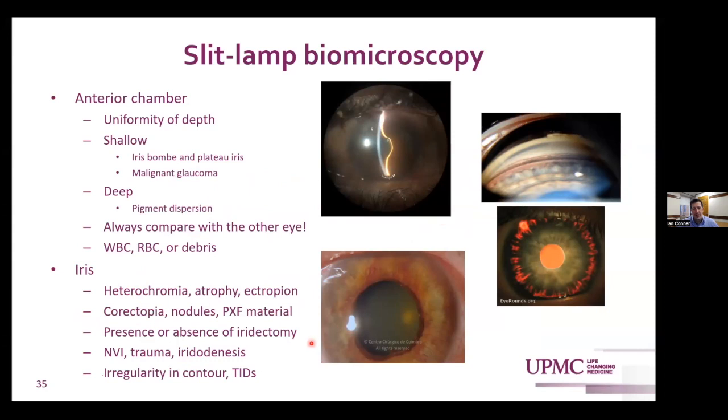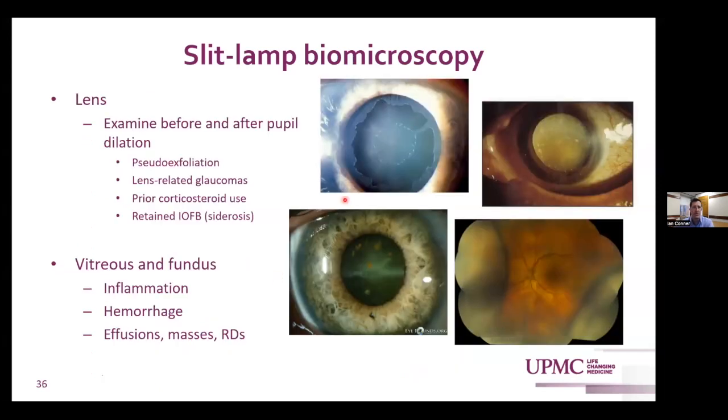And then the iris, you can have heterochromia, ectropion, and here you see ectropion uveae associated with neovascular glaucoma, corectopia associated with congenital abnormalities, nodules from inflammation or tumors, pseudoexfoliative material, presence or absence of iridectomy, NVI, there's florid NVI in this case, neovascularization of the iris, trauma, iridodonesis, so really floppy iris suggesting pseudoexfoliation, and irregular in contour or TIDs. So big TIDs associated with pigment dispersion syndrome.